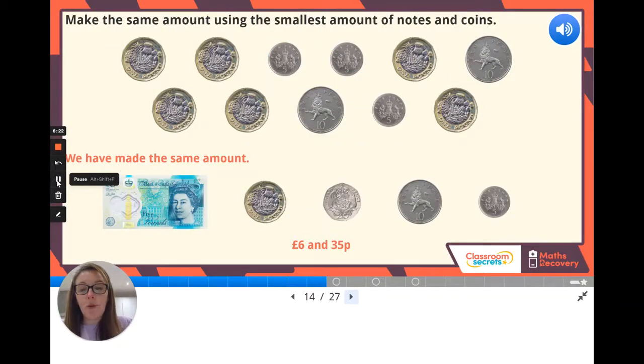So we can see here we have made the top amount in a different way using a £5 note, a £1 coin, a 20p coin, a 10p coin and a 5p coin. So we can see here we've made the same amount using different notes and coins. So we've got a £5 note, a £1 coin, a 20p coin, a 10p coin and a 5p coin. Both amounts show £6 and 35p.